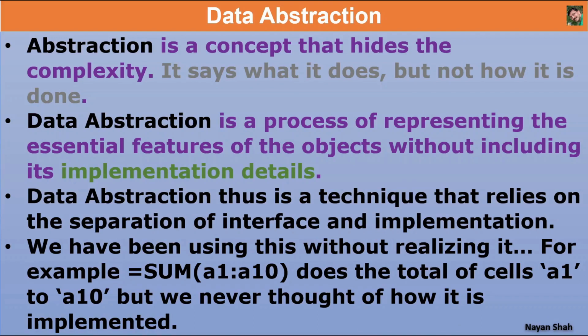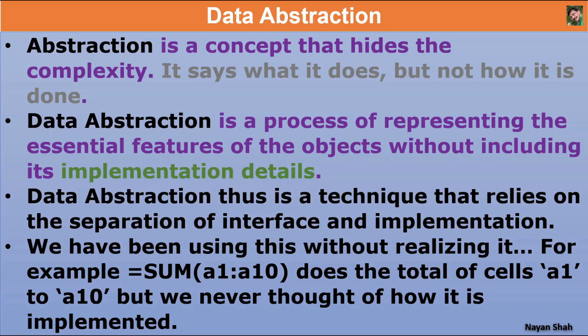Abstraction is a concept that hides the complexity. It says what it does, but doesn't show how it is being done. So implementation detail is kept hidden. It's something like you say what you are doing. You might be solving a maths problem. So you might tell your friend that I'm solving this problem. It may be a very tough calculation.